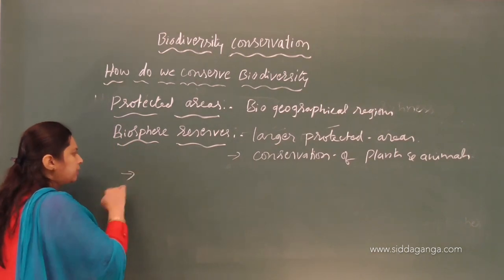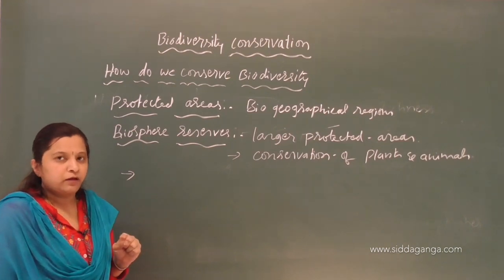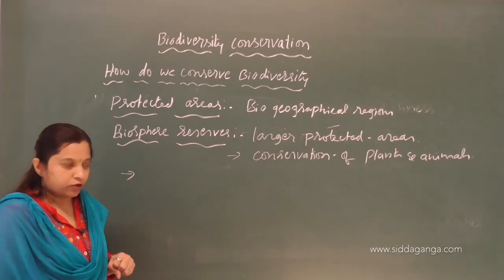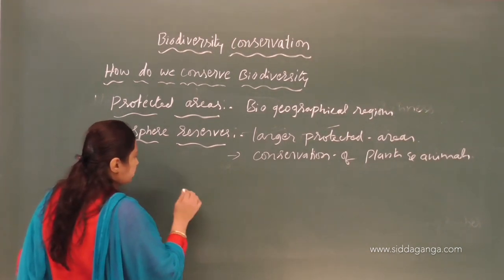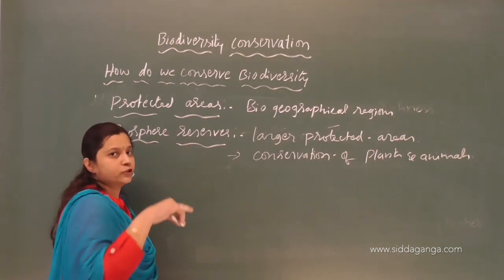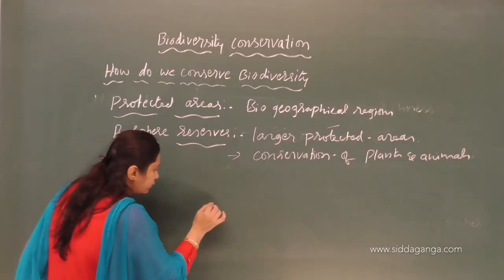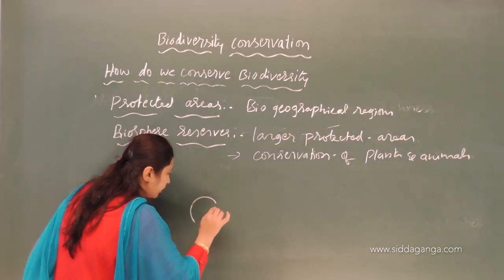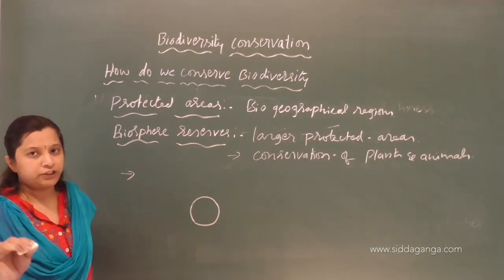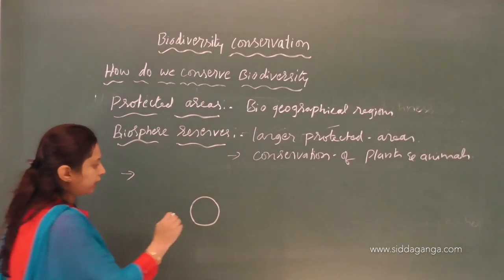There are 14 biosphere reserves, which is the number given in your NCERT. Each biosphere reserve is mainly differentiated into three zones. The first is the innermost region of the biosphere reserve, the most central part. So what is that called?